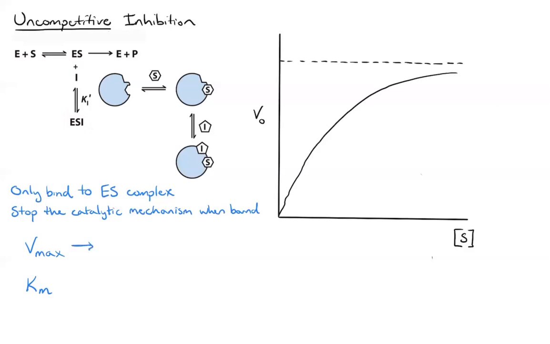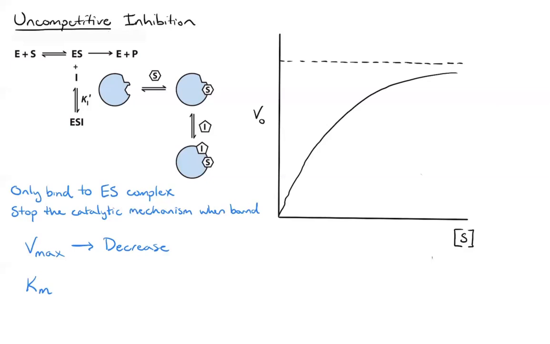No matter what, having some uncompetitive inhibitor in your mixture is going to stop some percentage of your enzymes from completing their catalytic mechanism even after they bind to their substrate. So hopefully it won't be too hard to imagine that this is going to decrease our Vmax. Okay.